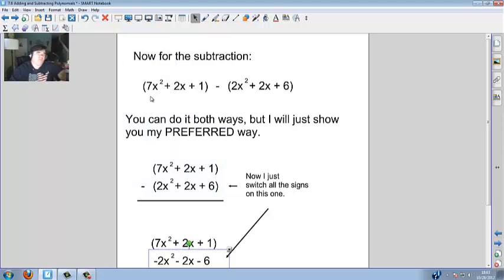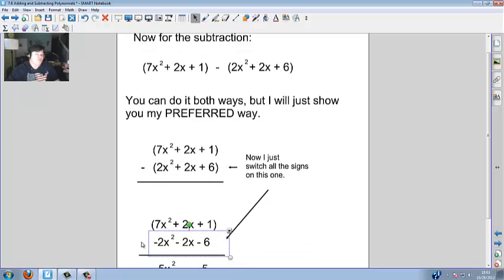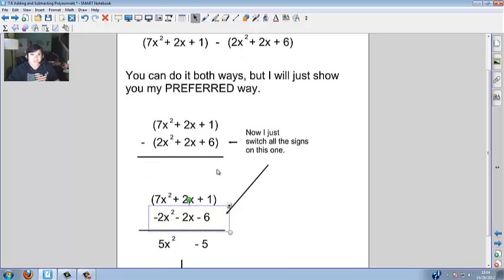Now for the subtraction. 7x squared plus 2x plus 1 minus 2x squared plus 2x plus 6. I prefer to stack it, although you can do it either way. The reason why I stack it, by the way, is you see the negative down here. We're just going to switch all the signs. So we'll switch this negative to a positive and the minus into a plus, but we got to switch this positive to a negative, this positive to a negative, and this positive to a negative. Just like this. I switch all the signs.